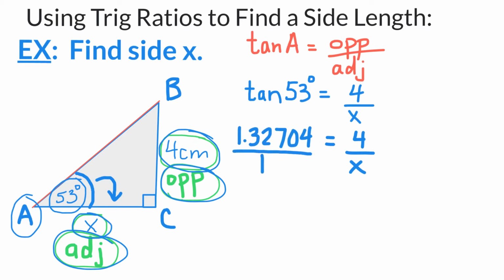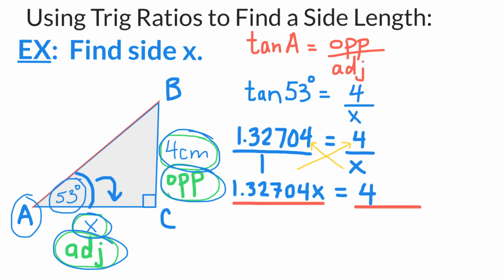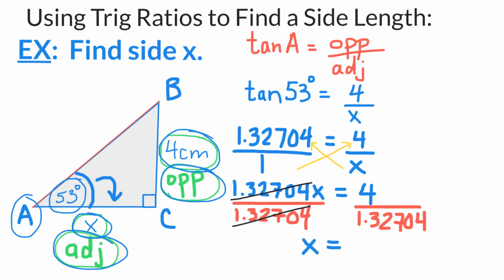Now let's cross multiply. Now we get 1.32704x equals 4. Now we divide by the number that is in front of x for both sides. After dividing both sides by this number, then x equals 3.07, which is approximately 3 centimeters.